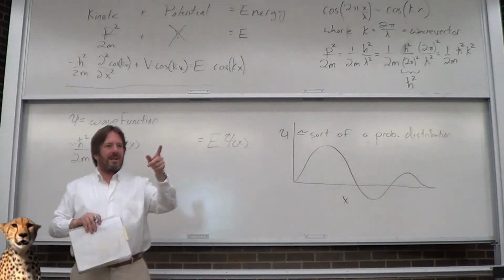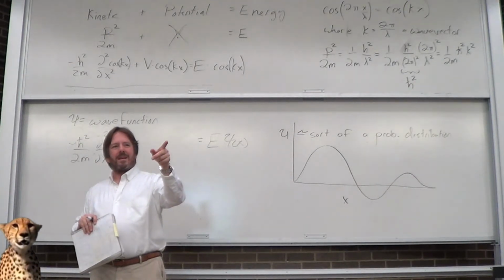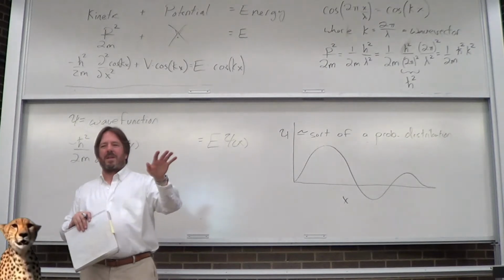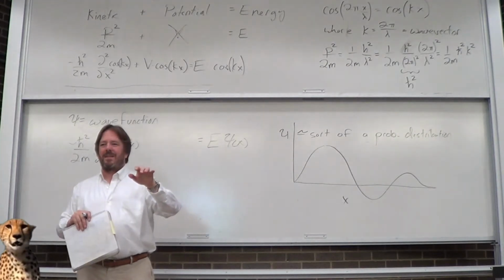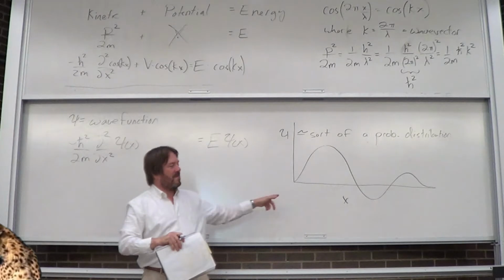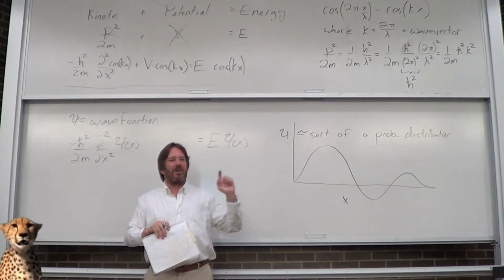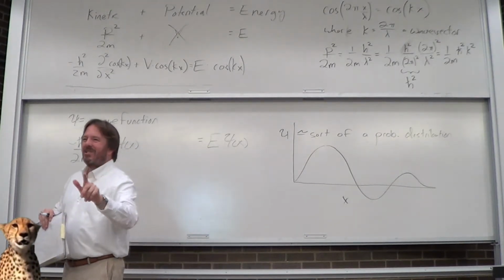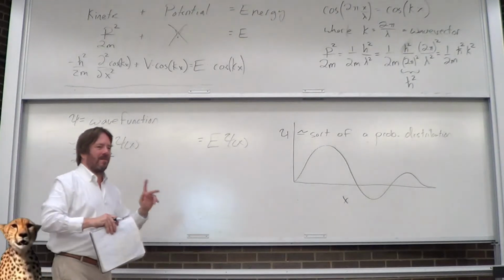Spin? No, we're talking about that in a month. Location? Okay, there's only one variable here. So it's location. It actually is a probability distribution of location.